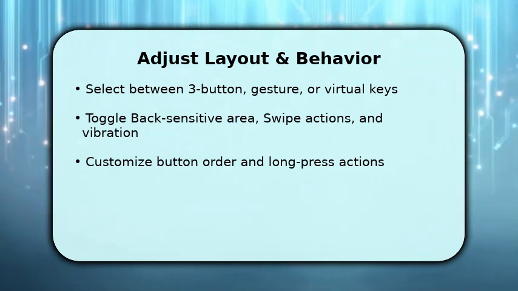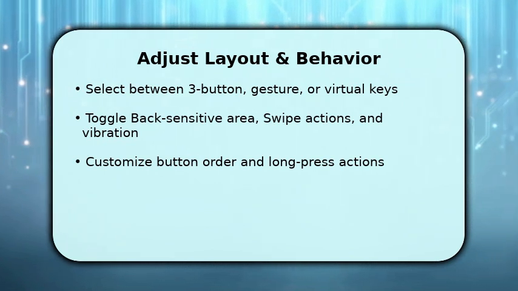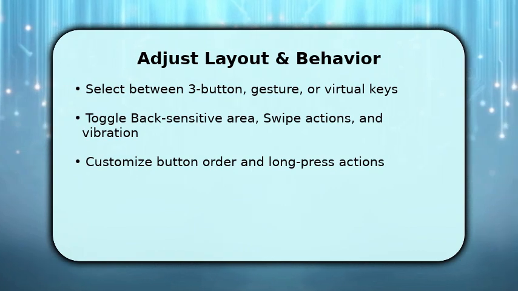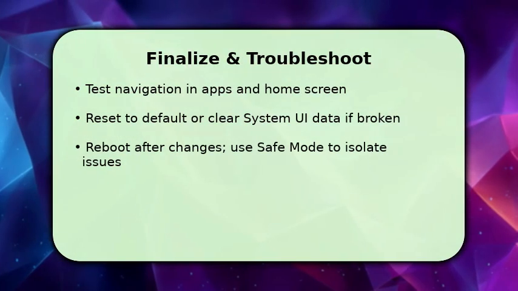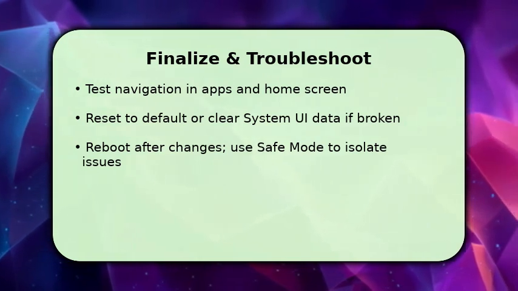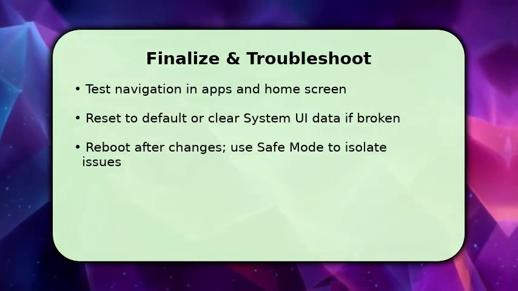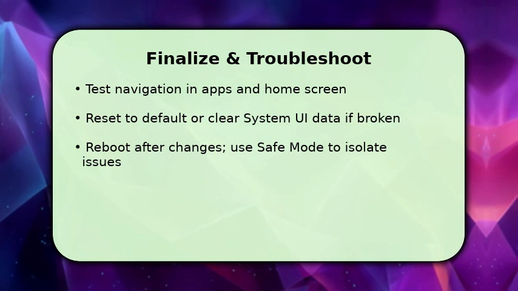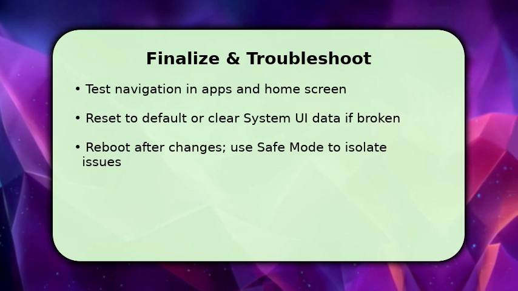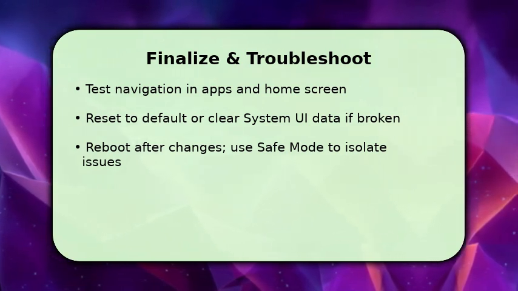Tweak one option at a time, test it, and proceed only when the interaction feels natural. Finish by validating your choices across apps and the home screen so nothing breaks mid-use. If the bar behaves oddly, reset navigation to defaults or clear system UI cache/data. That often restores stability. Once you've applied changes, reboot the device to ensure system services load with the new config.